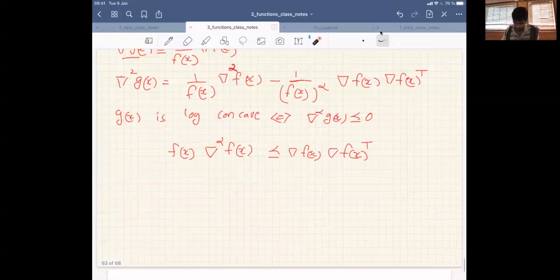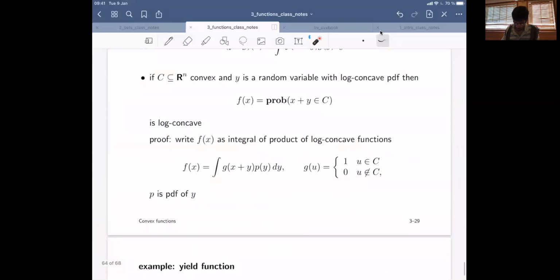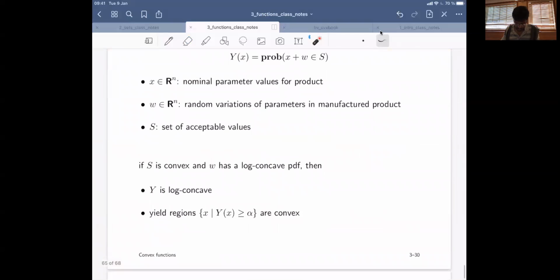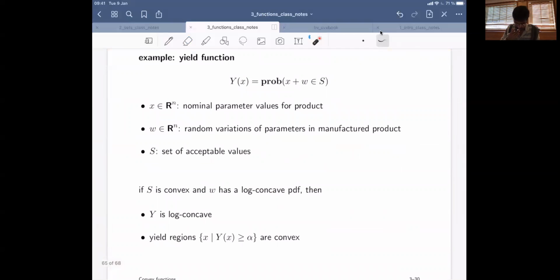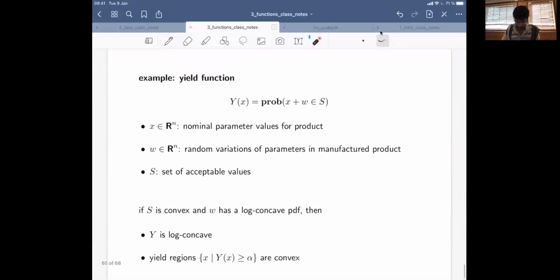Okay, so let's just skip these topics. Again, there is an example. We will skip this yield function, so you can just go through this. I don't know in detail what this function is doing.